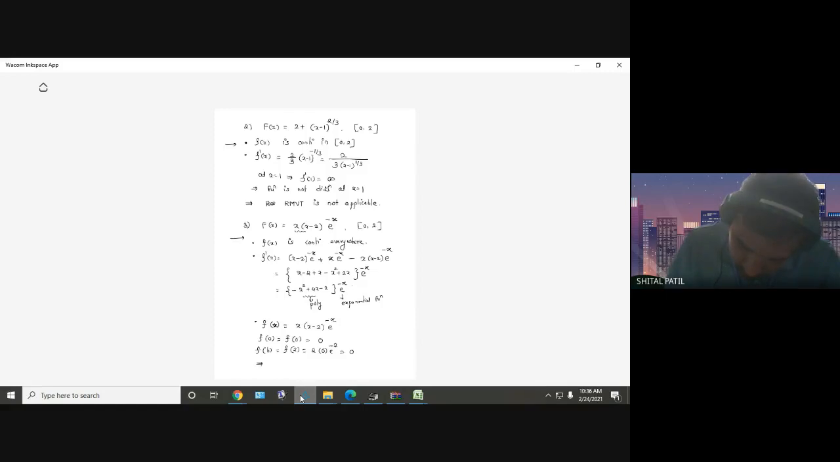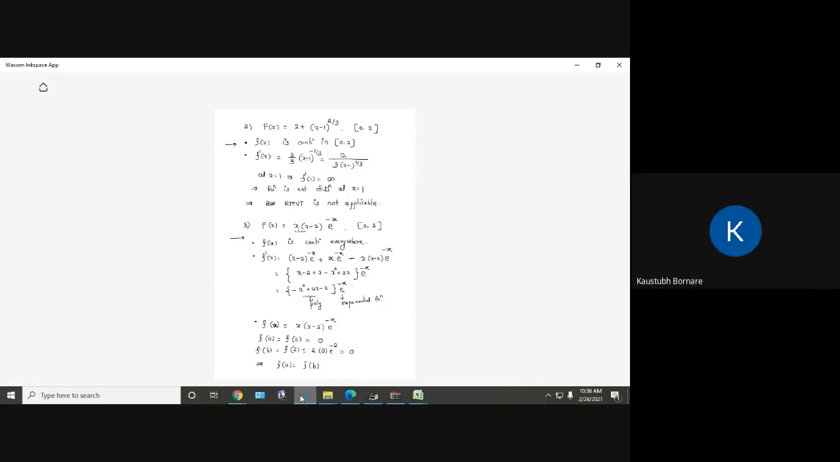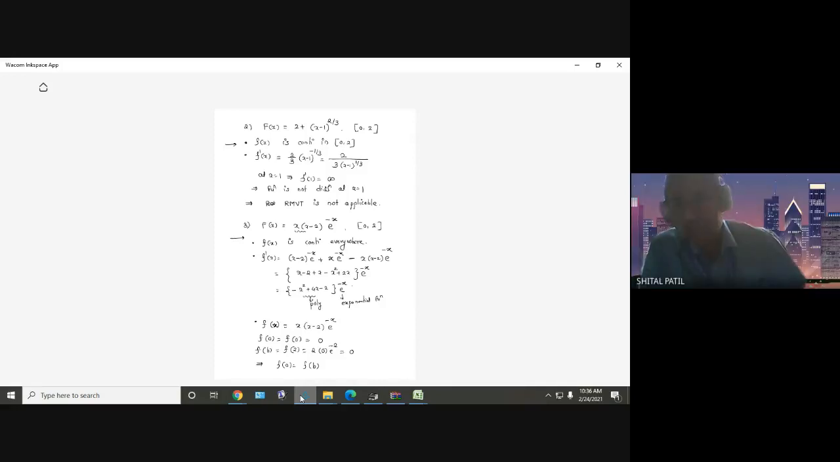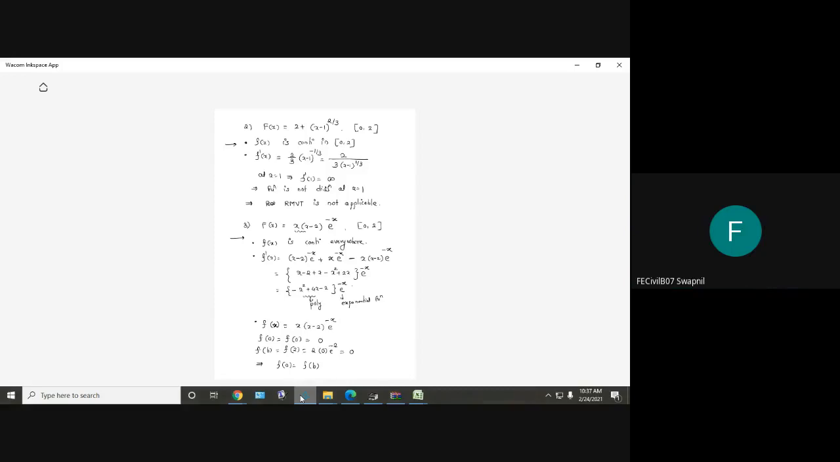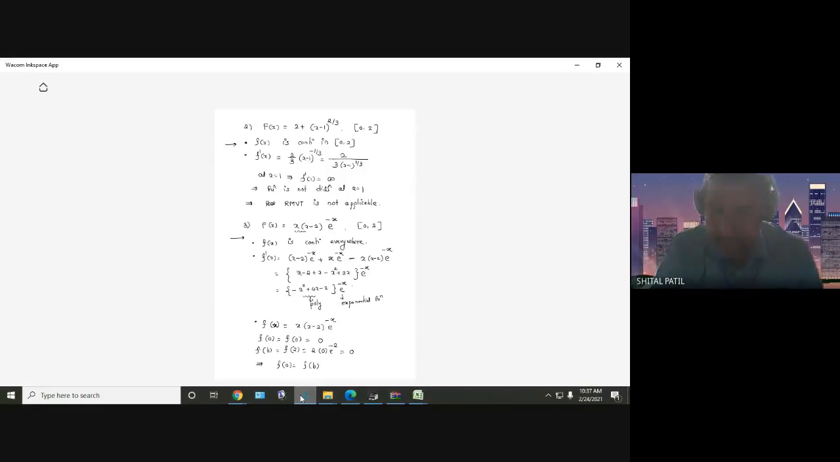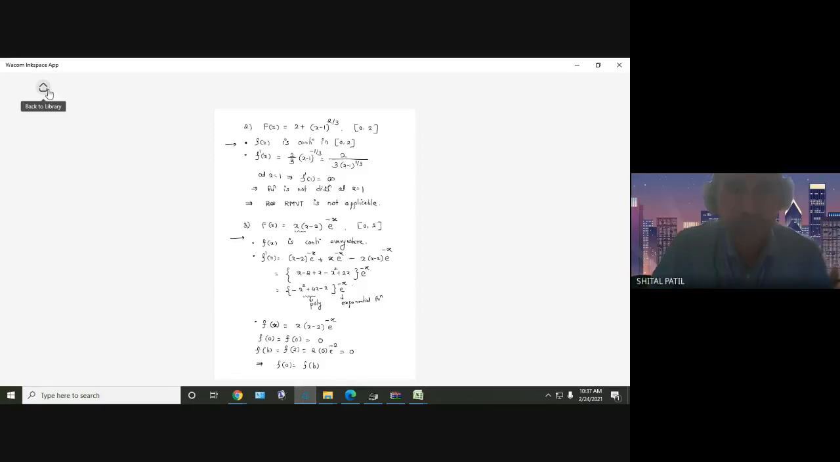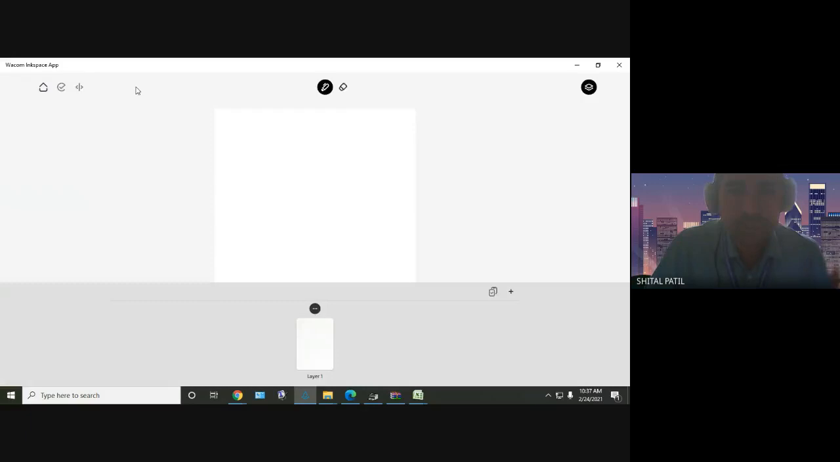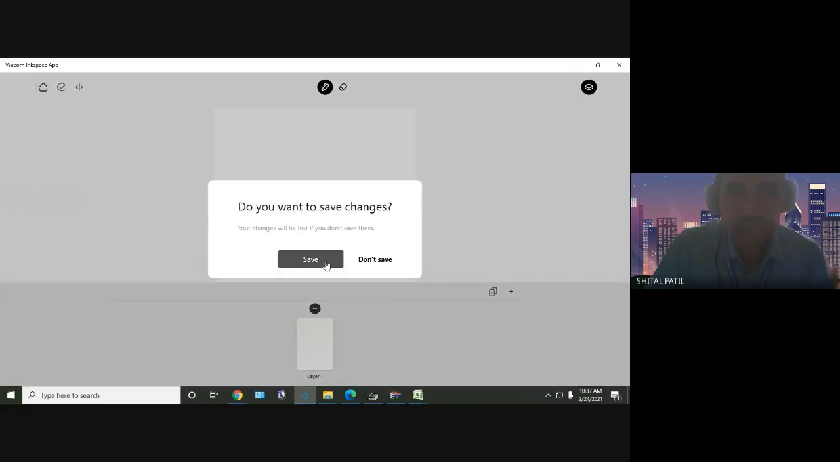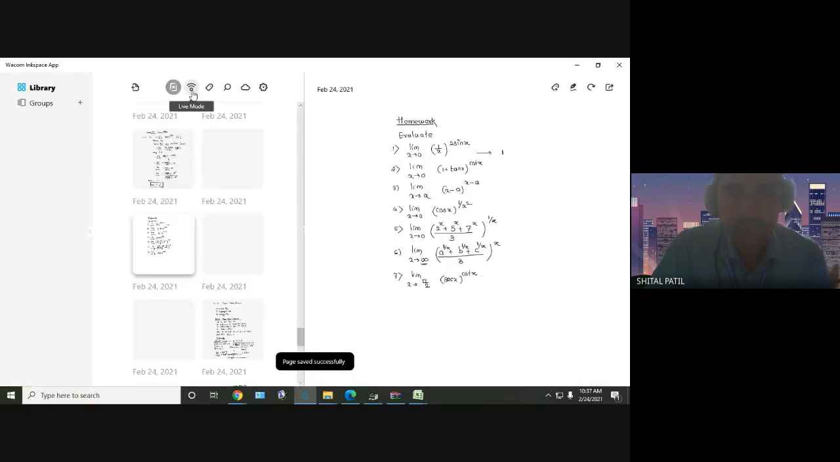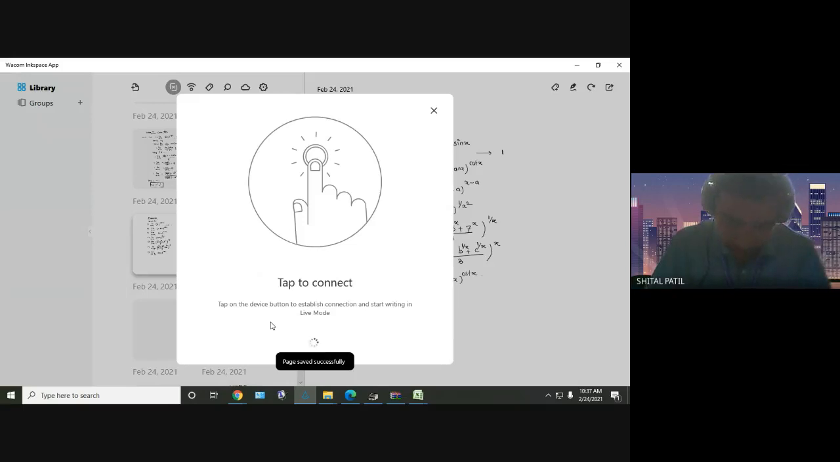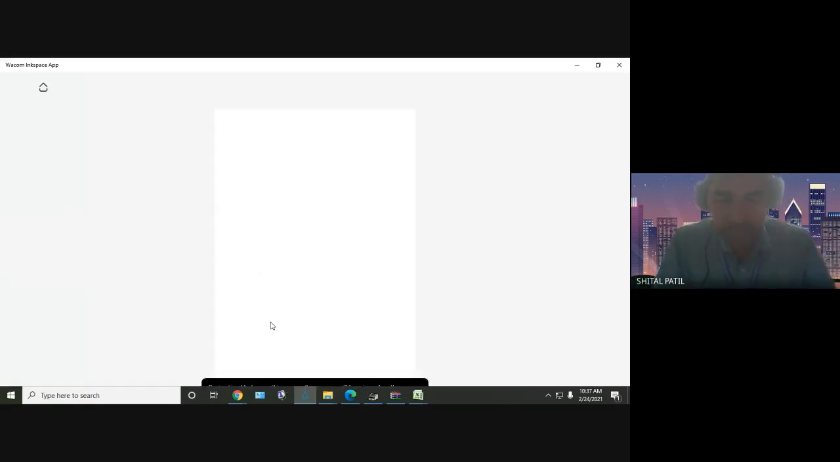So what is the conclusion? f of a equal to f of b, है ना? So all the conditions are satisfied, right? तो अभी लिखो इसके नीचे. All the conditions of Rolle's theorem are satisfied.